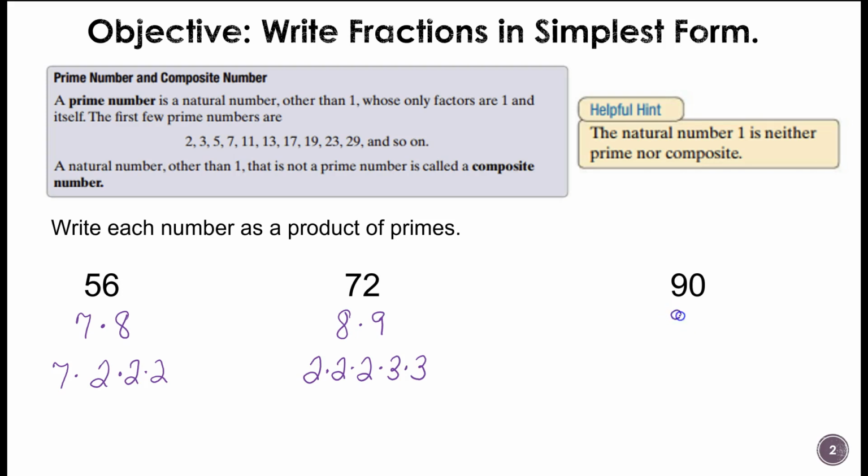I'm going to start with 9 times 10 on the 90. So 9 is 3 times 3. 10 is 2 times 5. Now, you can pause this video at any time and try one of these problems before I work it to see if you're on the right track.